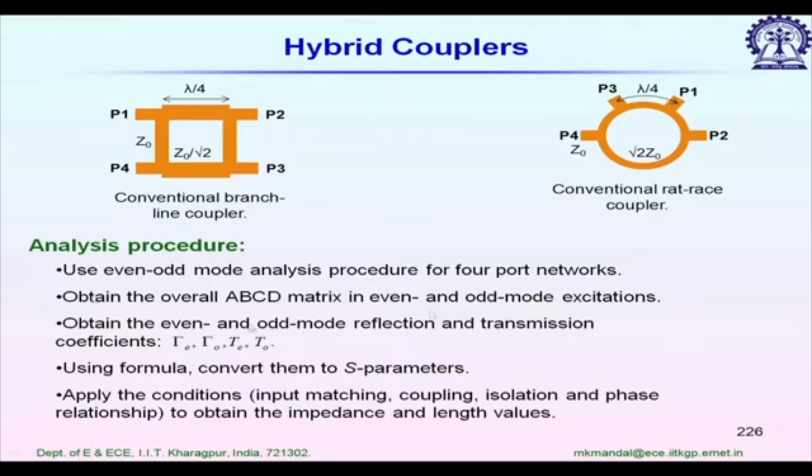The first example is the branch line coupler, as we call it. You can see again they are 4 port couplers. Port P1 is the input port, ports P2 and P3 are the output ports, and P4 is the isolated port. For conventional design, power incident at port P1 will be equally divided between port P2 and port P3, and there will be a phase difference of 90 degree between port P2 and port P3.